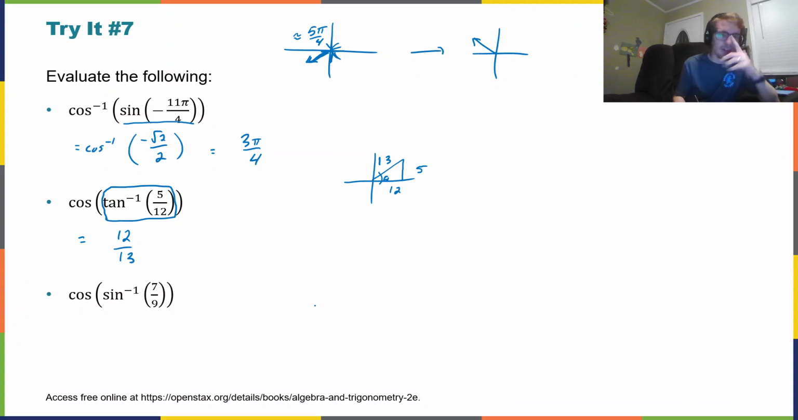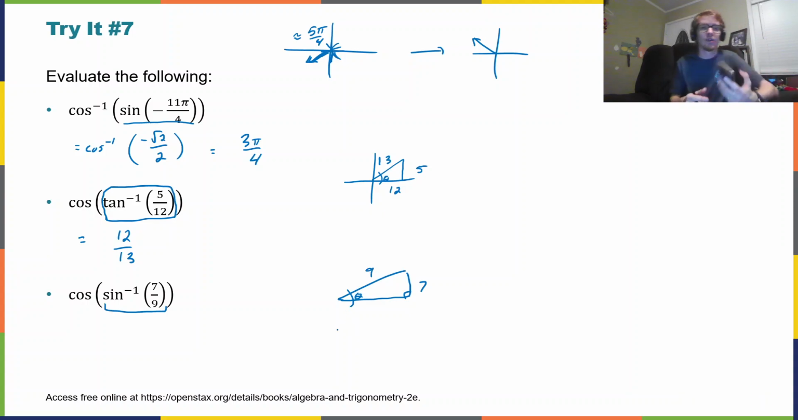Right, now I'm going to do a very similar thing for the next part, which is cosine of inverse sine of 7/9. I'm going to use this inverse sine of 7/9 to draw a triangle. I'm going to label the angle theta, make it a right triangle. Because it's the inverse sine, the opposite is 7, and the hypotenuse is 9.